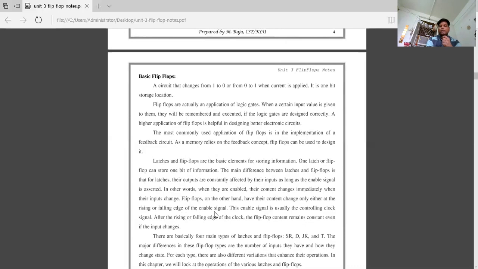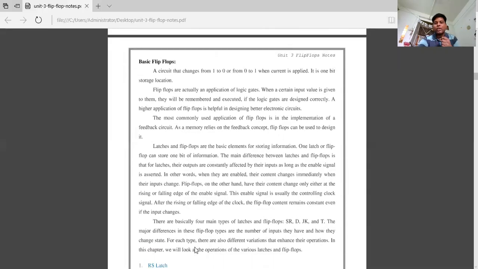It means that when the enable signal is enabled, the output changes only on the rising edge or falling edge, not during the whole clock pulse. This enable signal is usually the controlling clock signal. After the rising and falling edge of the clock, the flip-flop contents remain constant even if the inputs change.